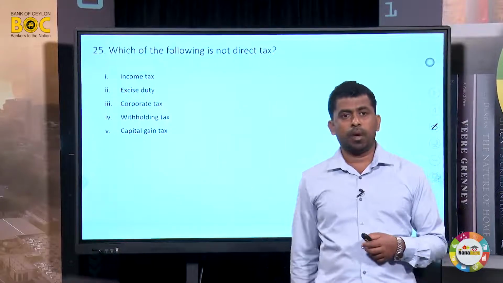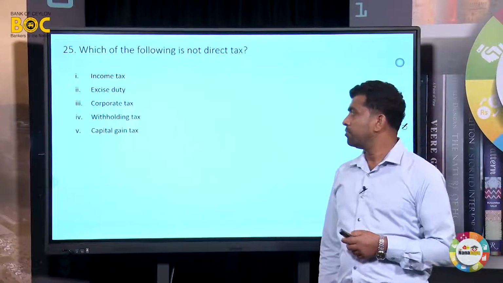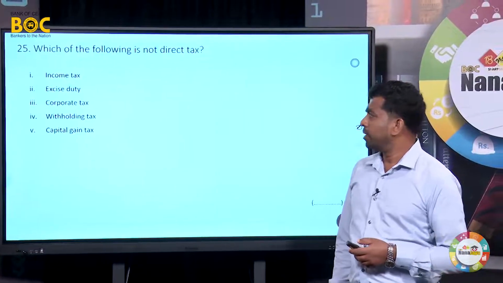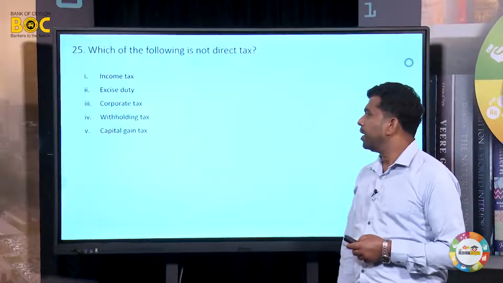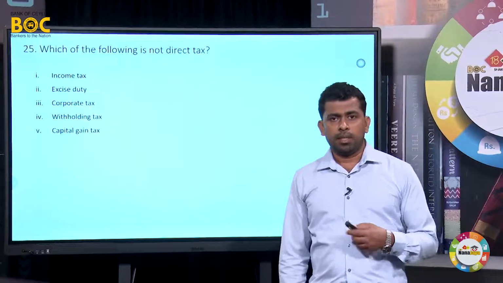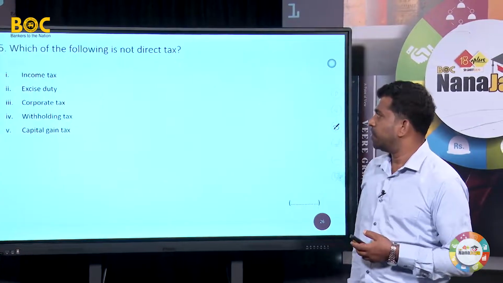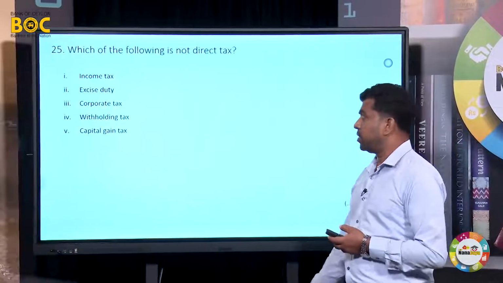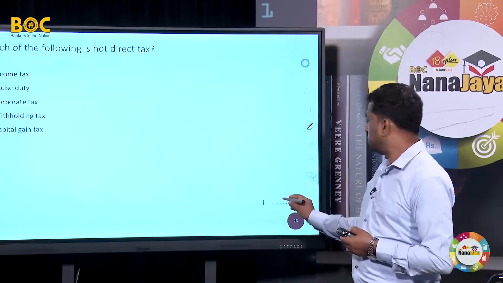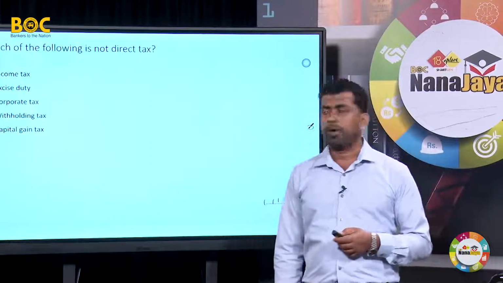It is the tax paid by incorporated companies as a legal person. Withholding tax, the amount of tax which is retained by the payer, is a direct tax. Capital gain tax, the tax charged on the profit of selling assets, fixed assets, is a direct tax. The excise duty is not a direct tax, it is an indirect tax. The second one is the correct answer for question number 25.